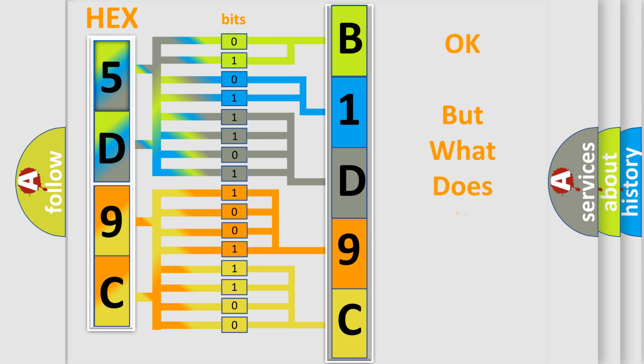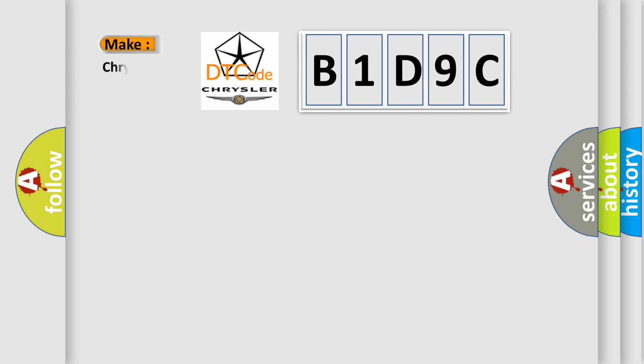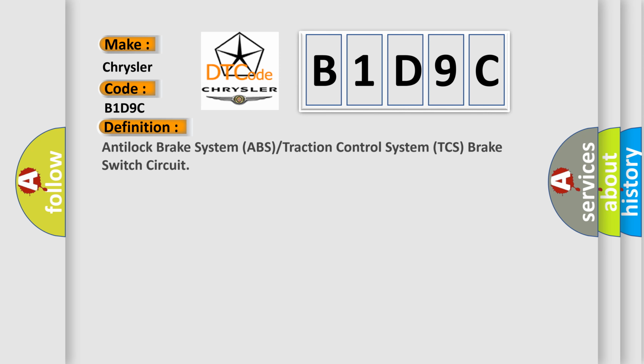The number itself does not make sense to us if we cannot assign information to what it actually expresses. So, what does the Diagnostic Trouble Code B1D9C interpret specifically for Chrysler car manufacturers? The basic definition is Antilock Brake System ABS or Traction Control System TCS brake switch circuit.